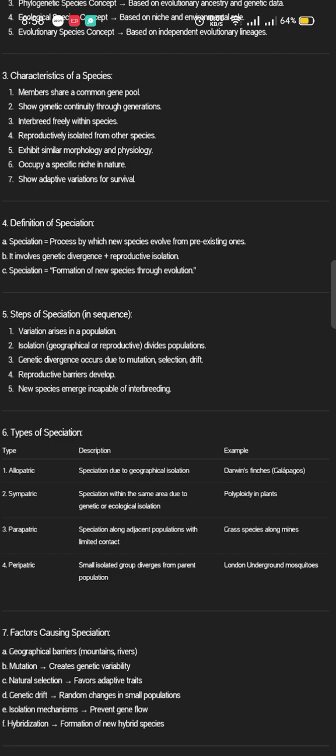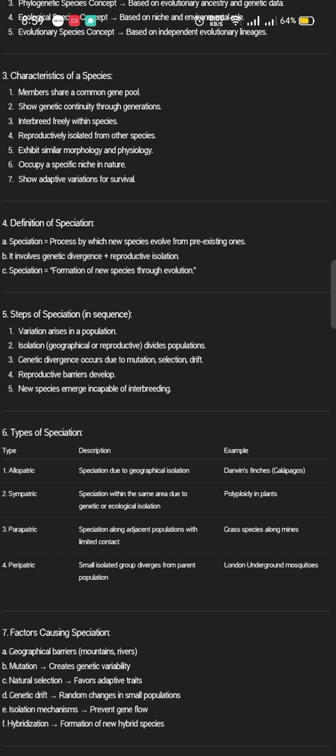Steps of speciation: variation arises in a population. Isolation divides the population through geographical isolation or reproductive isolation. Genetic divergence occurs due to mutation, selection, and genetic drift. Reproductive barriers develop, and new species emerge that are incapable of interbreeding.